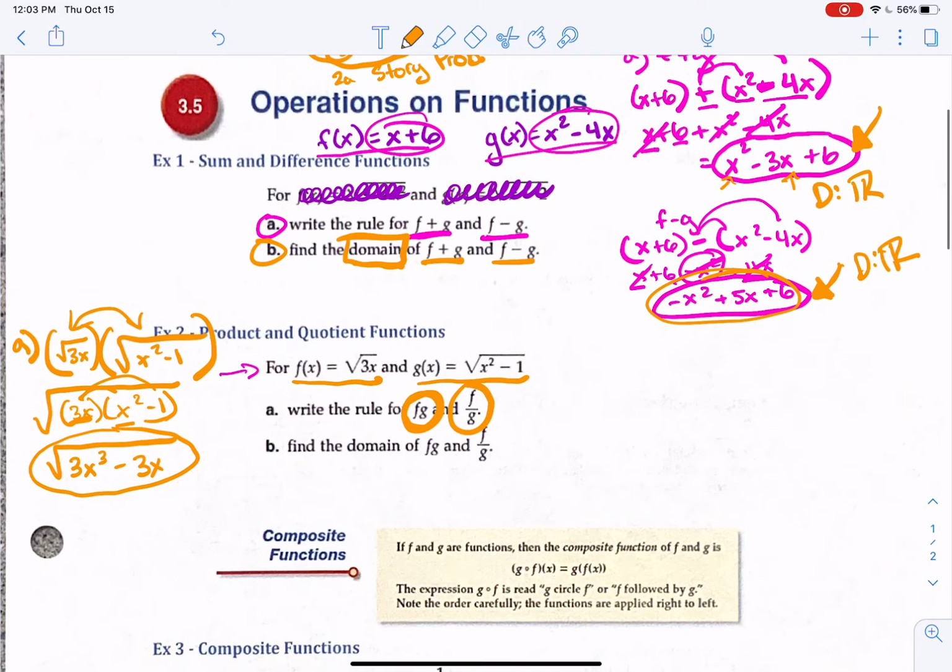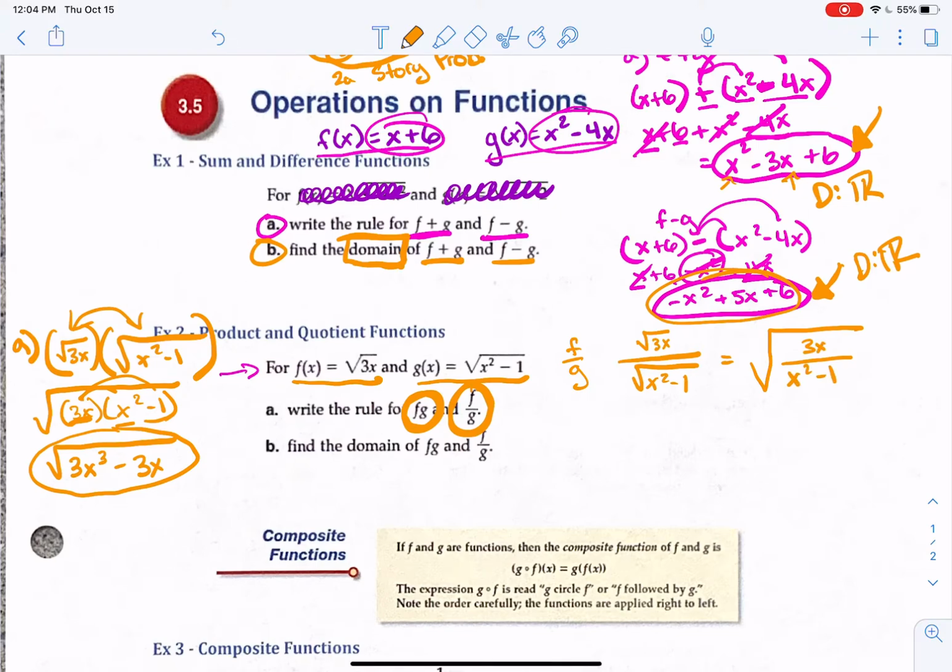Okay, now dividing, the second part of A, this is f divided by g, and that is the square root of 3x divided by the square root of x squared minus 1. And now really the only thing that I want to do with that is, because I have a square root on both the top and the bottom, I can combine that all underneath one square root, and it will look like this.